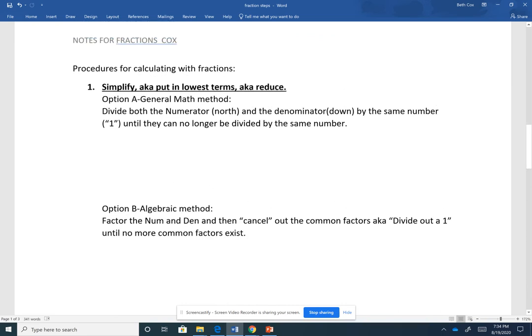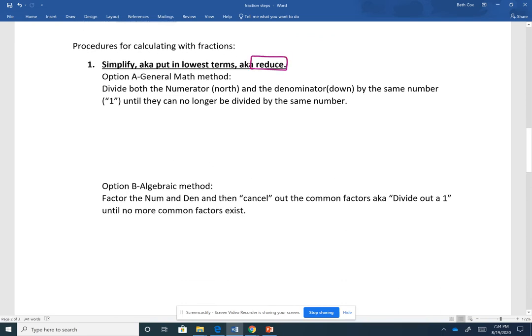Okay, so let's talk about this reducing thing, also known as putting in lowest terms. You can divide both the numerator and the denominator by the same number, that's that 1, until they can no longer be divided by the same number. So say I had 48 over 36. I could sit here and divide by the same number over and over again. I know that 2 is going to go into it because they're both even. You might not know that. And that's going to give me 24 over 18.